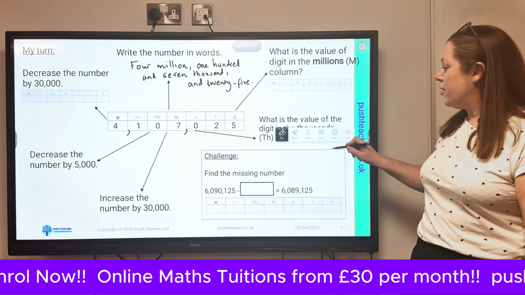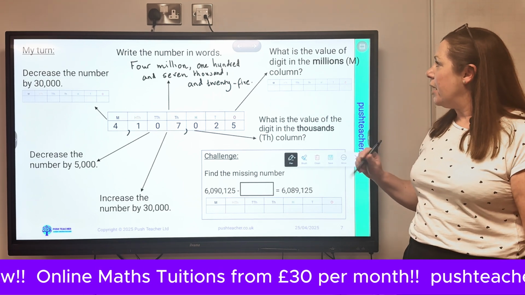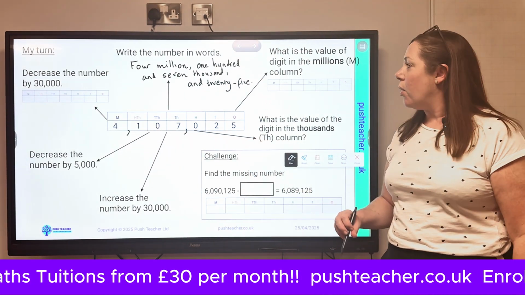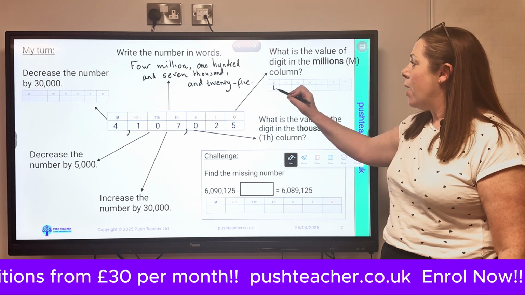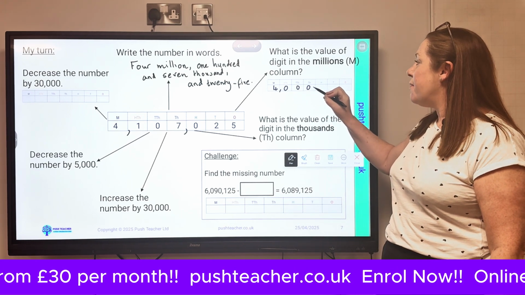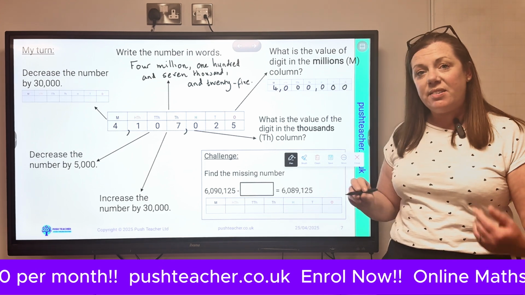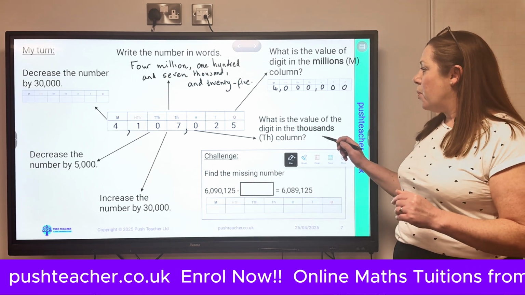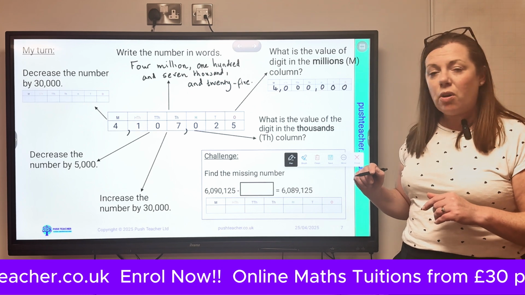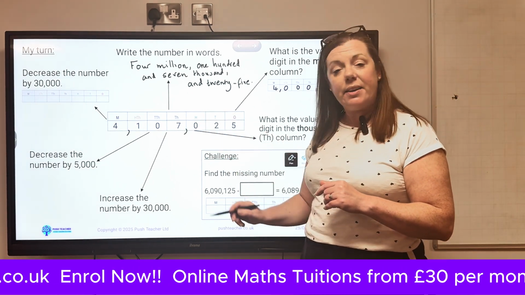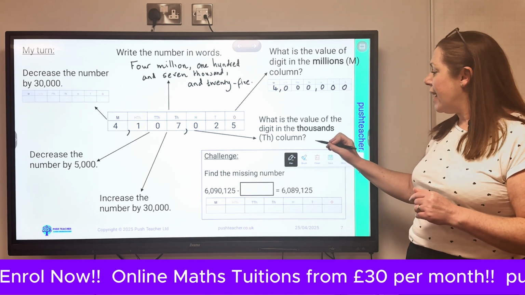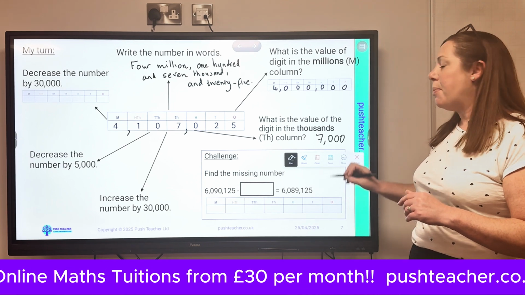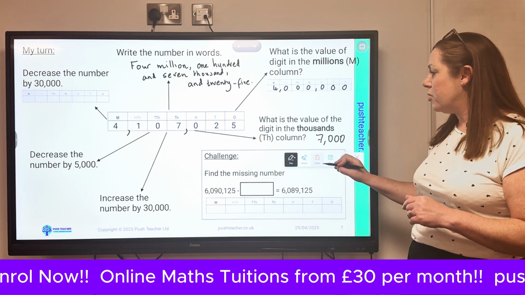Let's have a look at the next question round. What is the value of the digit in the millions column? Well, there's a 4 in the millions column, so that tells me it's worth 4 million. That's the value of it. So it's not asking me what digit is in the millions column, it's asking me what it's worth. The next one, what is the value of the digit in the thousands column? If I go to my thousands column, I can see there's a 7. So that tells me that that digit is worth 7,000. So make sure we're using our commas to separate our hundreds, tens and ones from our thousand.